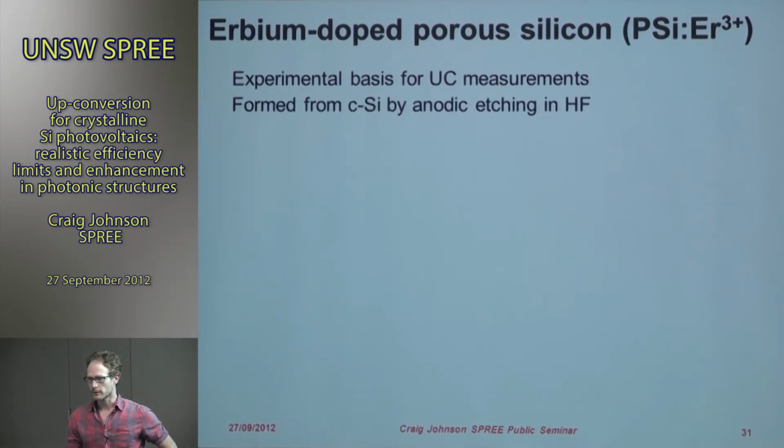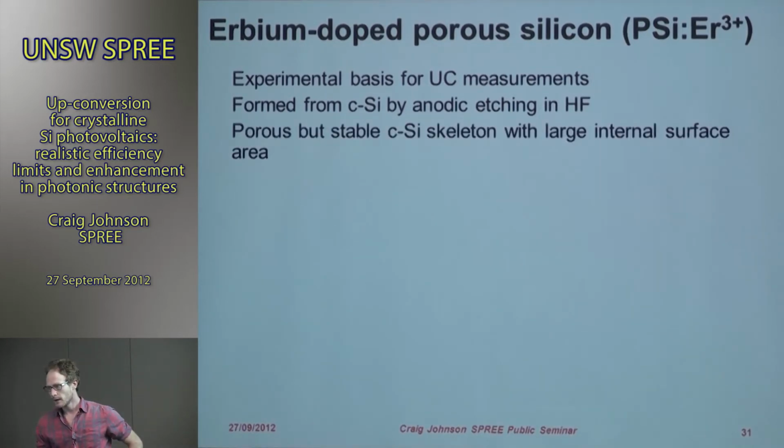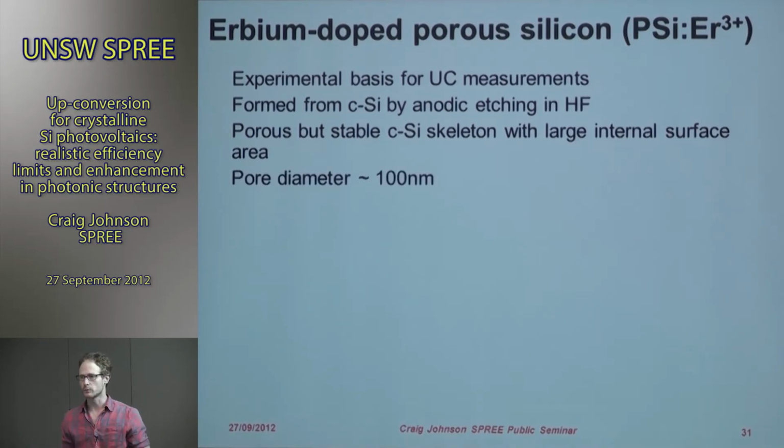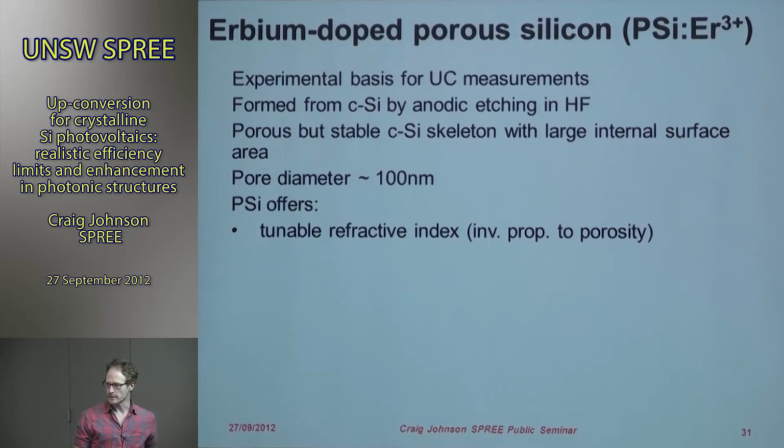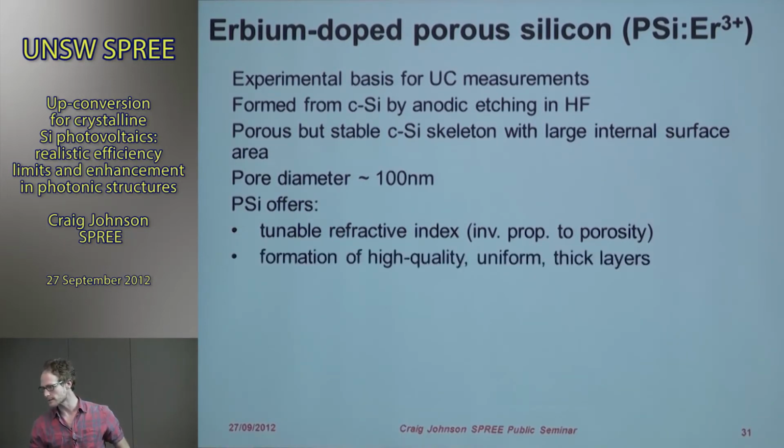Porous silicon is formed from crystalline silicon by etching it in an HF solution anodically, so it's an electrochemical process. It produces a porous but quite stable silicon skeleton with a very large internal surface area. And the kind of porous silicon we were looking at has pores on the order of 100 nanometers in diameter. So porous silicon offers some interesting properties. One, it's got a tunable refractive index. The refractive index is inversely proportional to the porosity. The more porous you make it, the lower the refractive index.